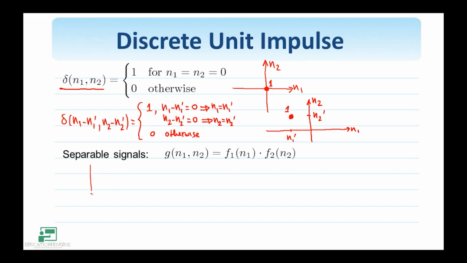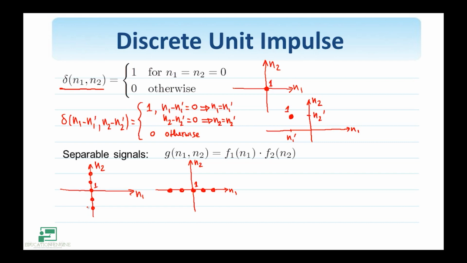If I have a signal that looks like this, so it's a line of deltas. So it's 1 on the vertical axis and 0 everywhere else, and all these values are equal to 1. And then if I have a signal that has a line of impulses on the horizontal axis, so these solid dots here all have value of 1, and the signal is 0 everywhere else.